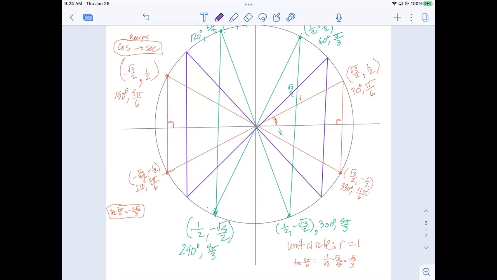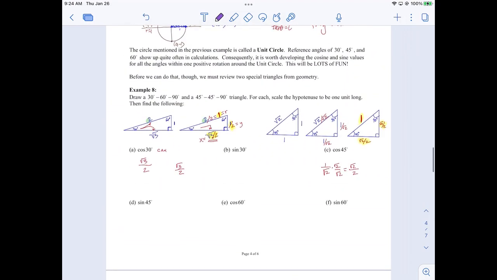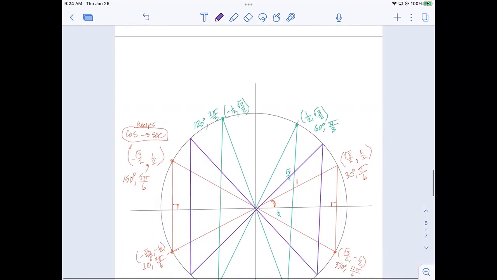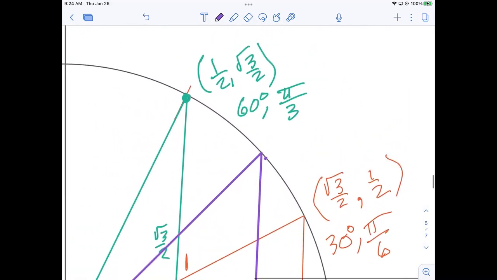I'm not shading them in because I don't want to obscure the others. But guess what the reference angle is now? They're all 45-degree reference angles, all of them. So when we do the 45s and we scale the hypotenuse to 1 because it's the radius, this one's the easy one. Square root of 2 halves, square root of 2 halves. They're the exact same. So when I come over here, the ordered pair is square root of 2 halves, square root of 2 halves.